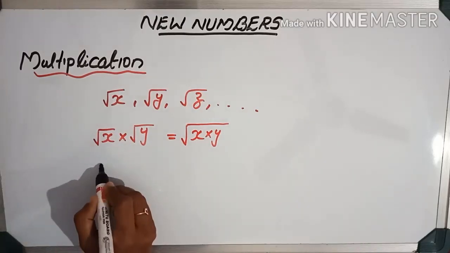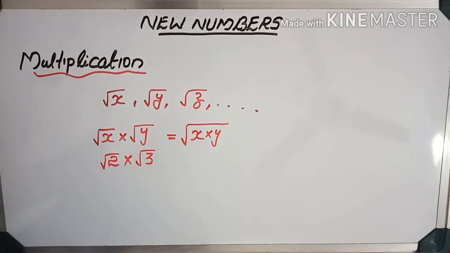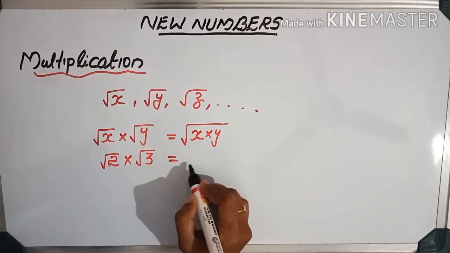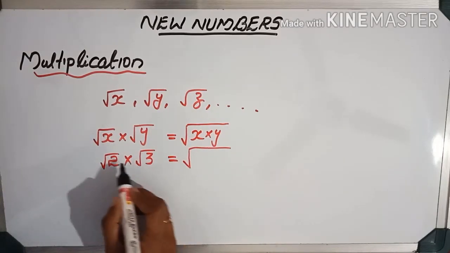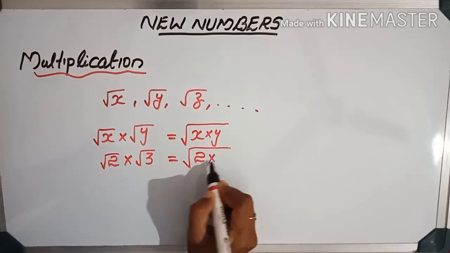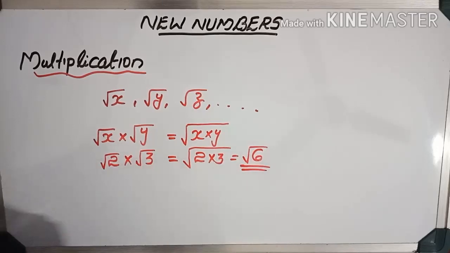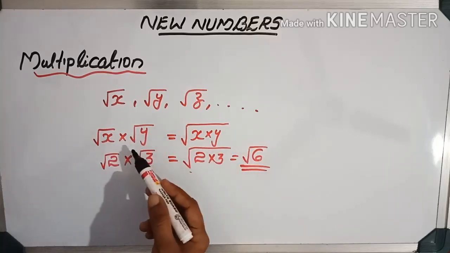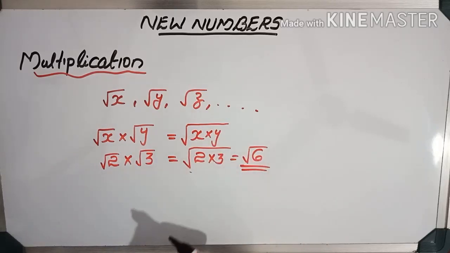For example, suppose we have to multiply root 2 and root 3. The answer will be the whole root of 2 into 3, that means root 6 will be the answer. Root 6 will be the answer of root 2 into root 3. Whatever be the value, just multiply the numbers inside the root.